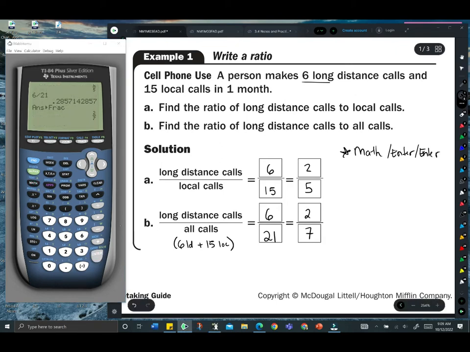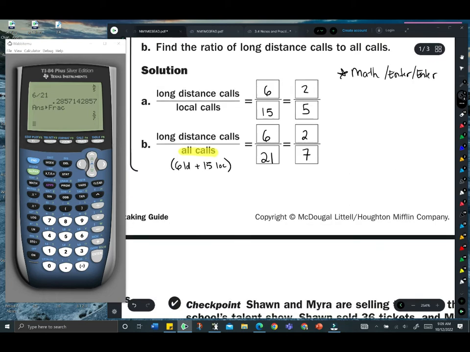So you have to be careful what they are asking. All calls, think about it, you make long distance and local calls, they both count towards that there. So those are how to write a ratio.